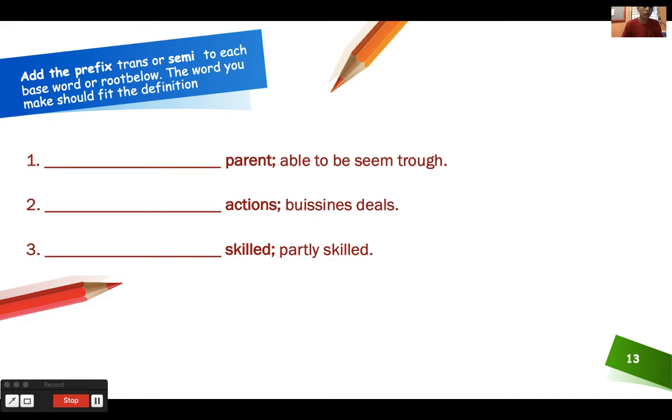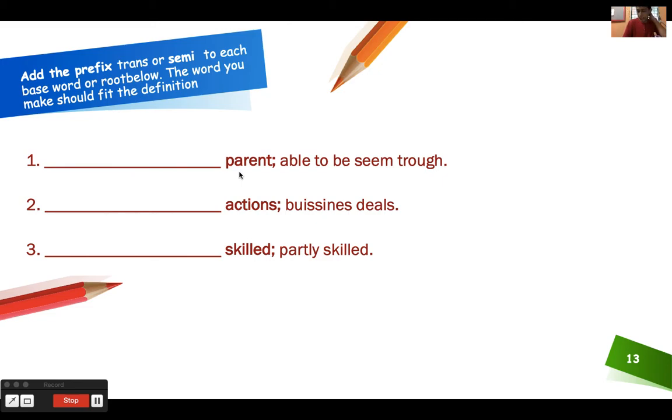As an example over here, we have to add the prefix trans or semi to each base word or root below. The word you make should fit that definition, okay? So you have to be careful. First, you have to read the definition, and then add the correct prefix, semi or trans, to each word. In this case, we have: able to see through. What does that mean? Able, that you can do something. See through, that means in Spanish atravesar. And we have here the word parent.